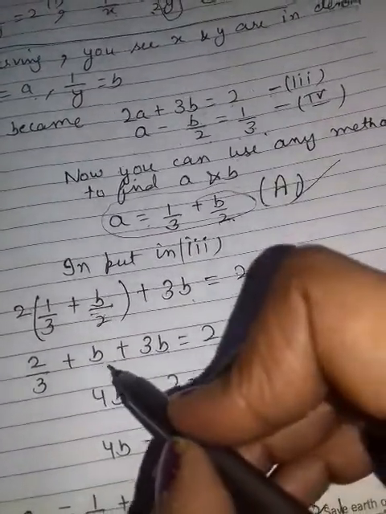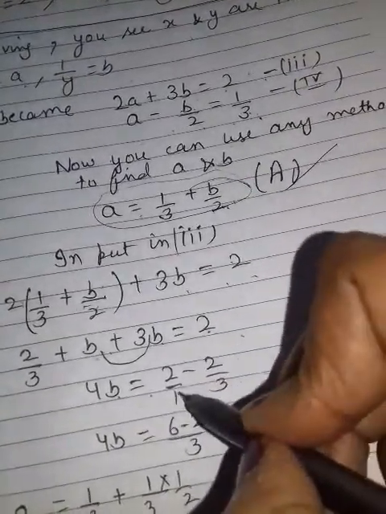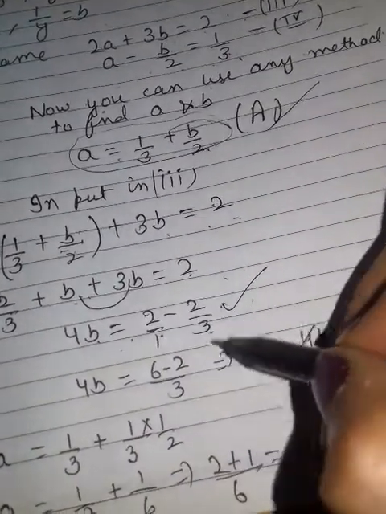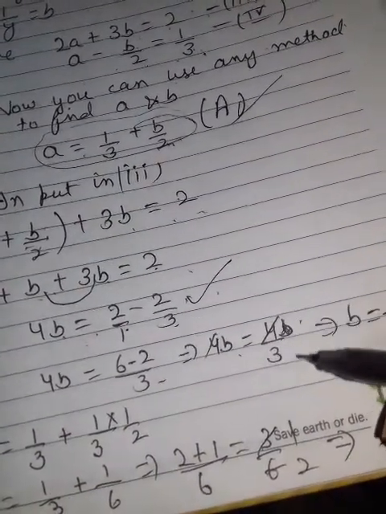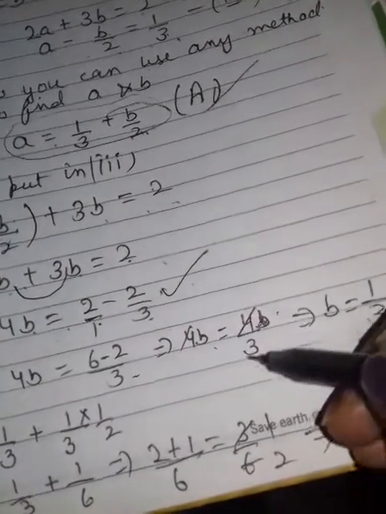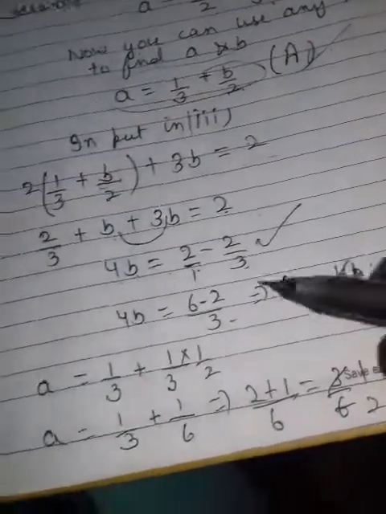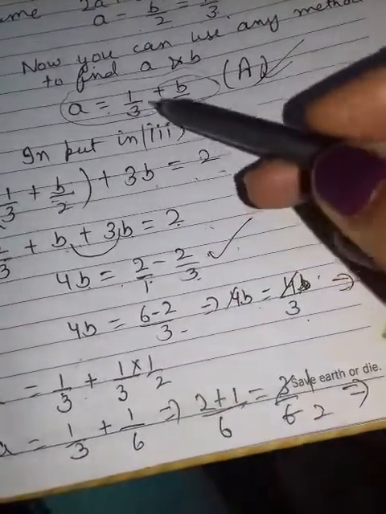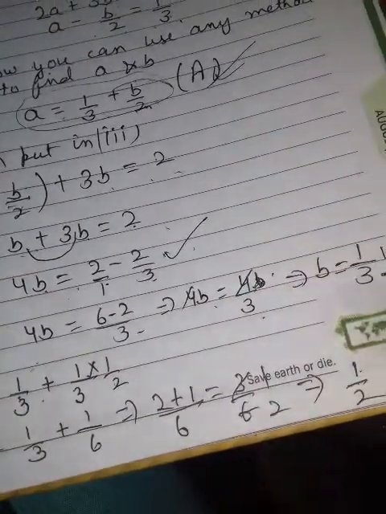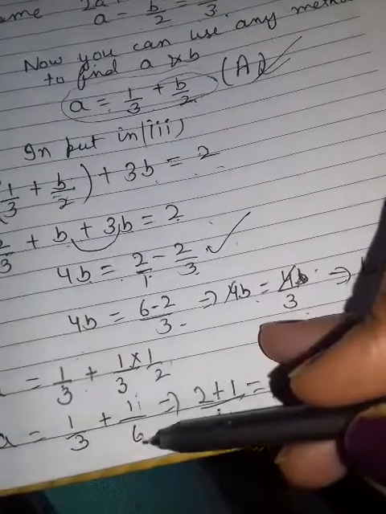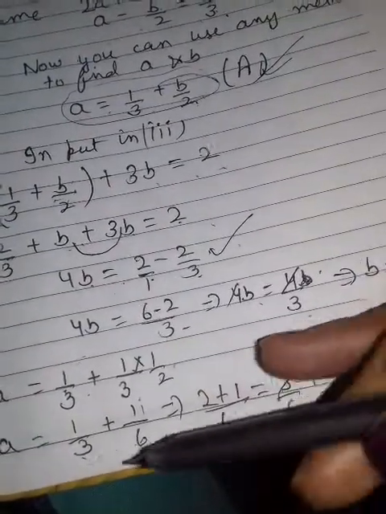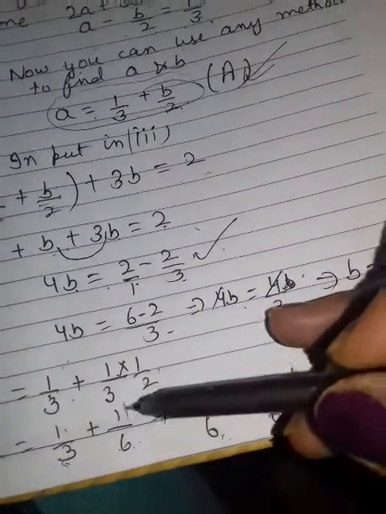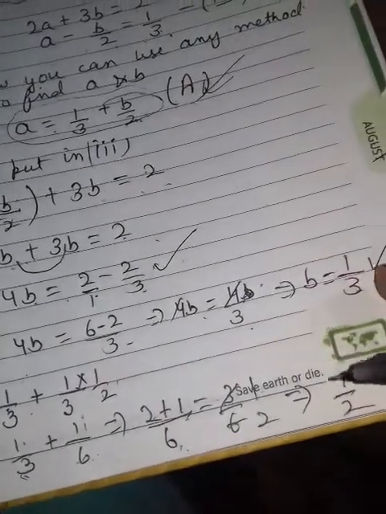Yes, then you have 4b is equal to 2 minus 2 by 3, meaning plus will become negative. Then 3 2s are 6 minus 2 upon 3, it will become 4b upon 3. 4 cancel, so b is 1 by 3. And now you are putting this value in your a. A is 1 by 3 plus 1 by 2 remains the same, b you put 1 by 3, it will become 1 by 6. Take the LCM. 3 2s are 6, that's why 1 2s are 2 plus 6 1s are 6, 1 1s are 1, 3 upon 6 it will become 1 by 2.